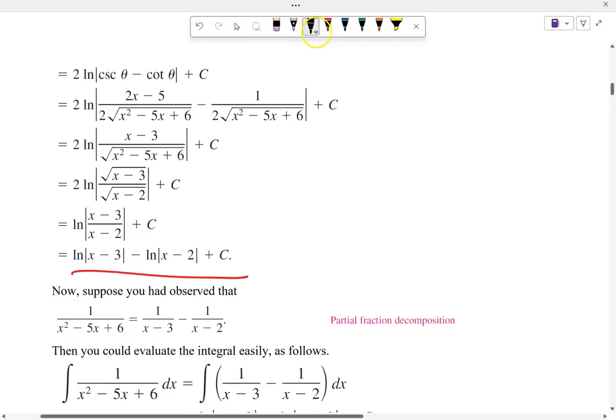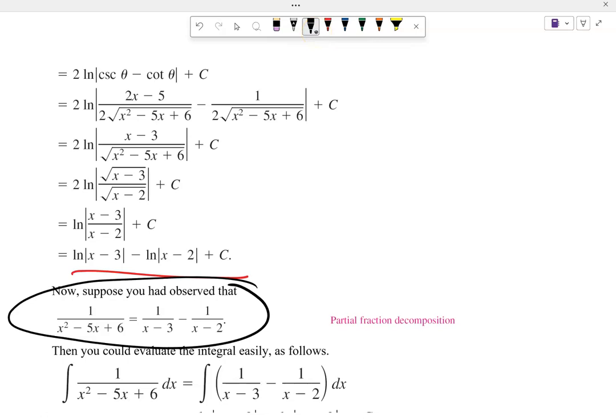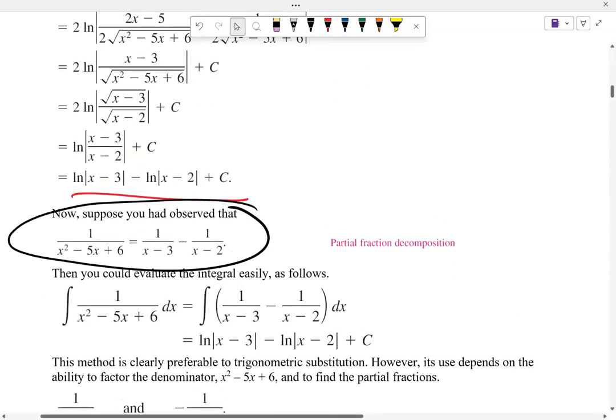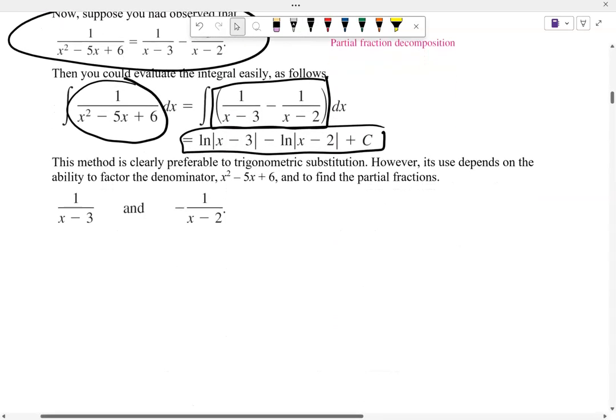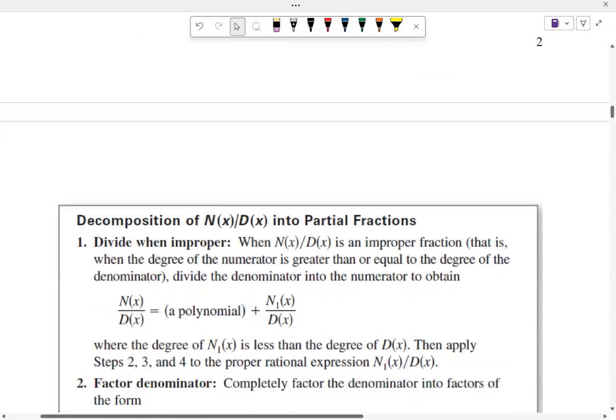But had you happened to know this, right? If you knew this is actually 1 over x minus 3 plus a negative 1 over x minus 2, then boy, that's a lot easier, right? Well, that's called partial fractions. You got to know how to get to that. In order to do that approach, we have to be able to find partial fractions. So we're going to do that today.